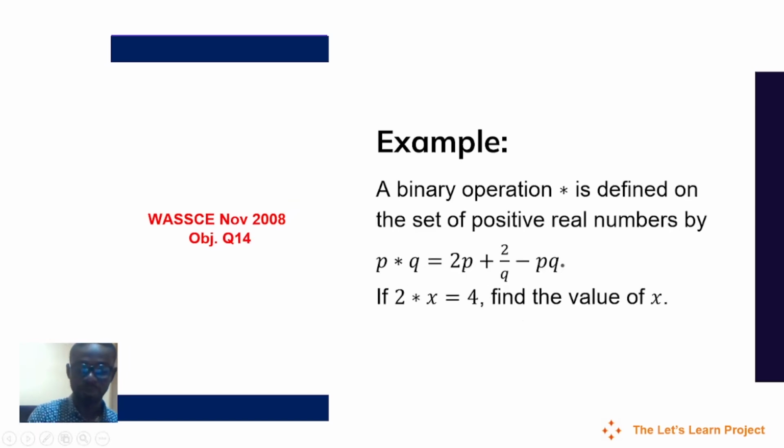It says that a binary operation is defined on a set of positive real numbers by p star q equals 2p plus 2 over q minus pq. And if 2 star x is equal to 4, we are supposed to find x. So it's similar to the question that we just did. So let's quickly look at that.